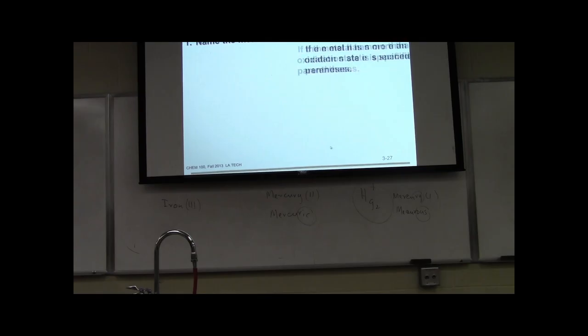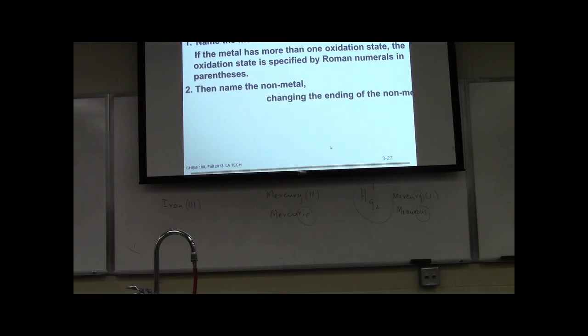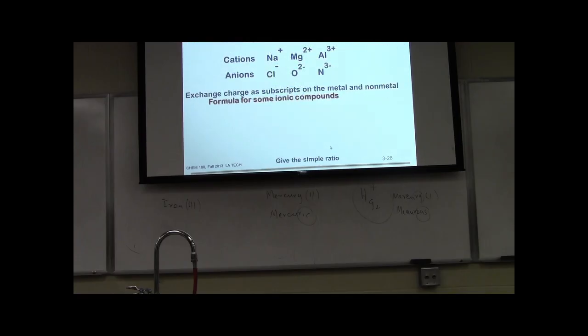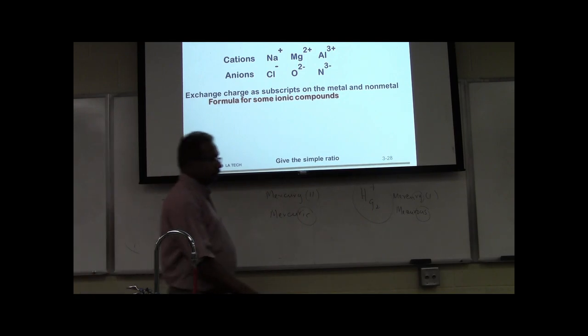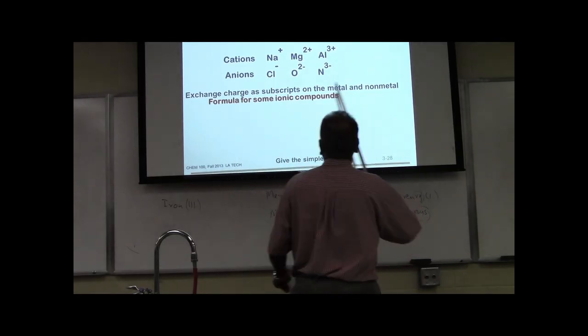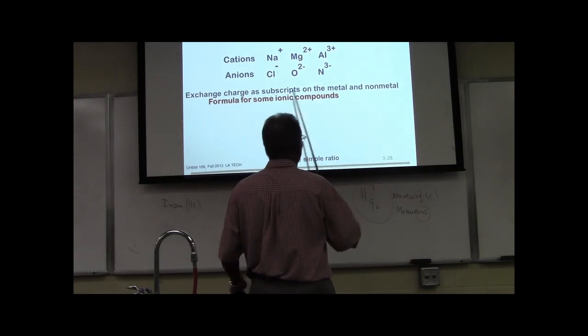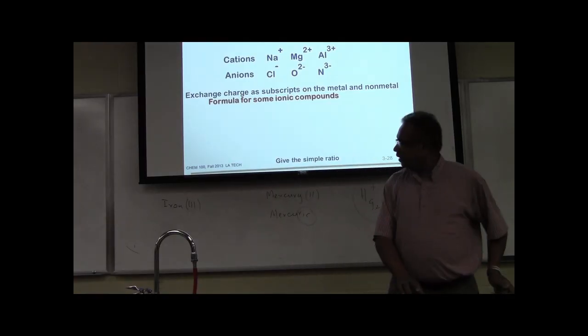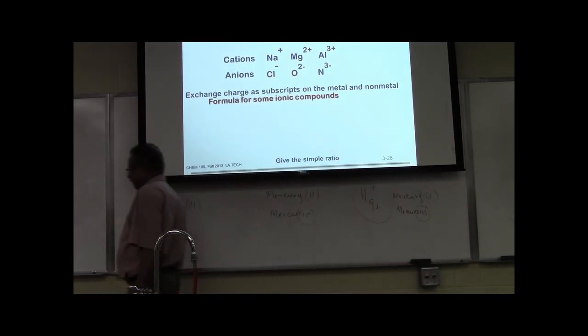Now I've gone over this Roman numeral and all that stuff. Now I told you how to get the formula between any of these combinations. How do you get the formula?